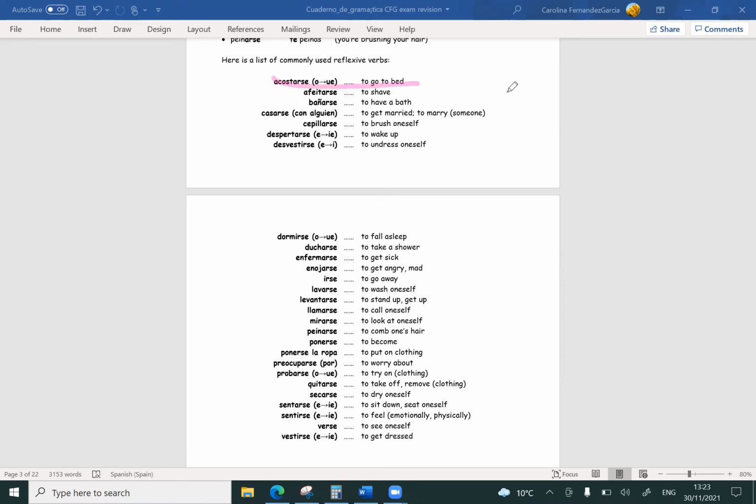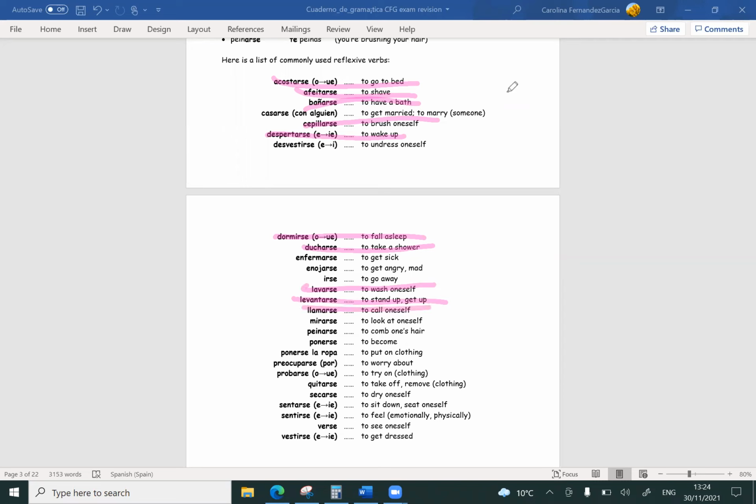Acostarse, to go to bed. Afeitarse, to shave. Bañarse, to have a bath. Cepillarse, to brush oneself. It could be your pelo, hair, could be los dientes, the teeth. Despertarse, to wake up. Dormirse, to fall asleep. Ducharse, to take a shower.